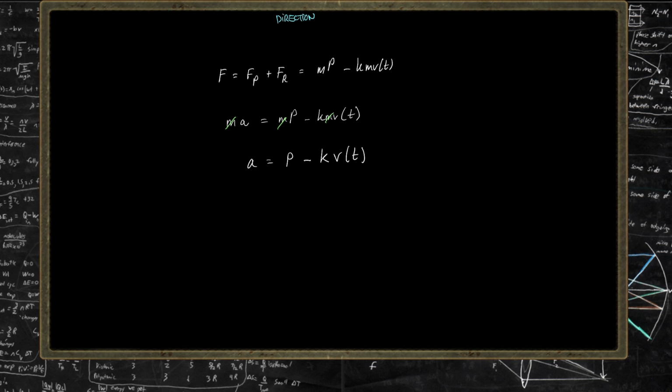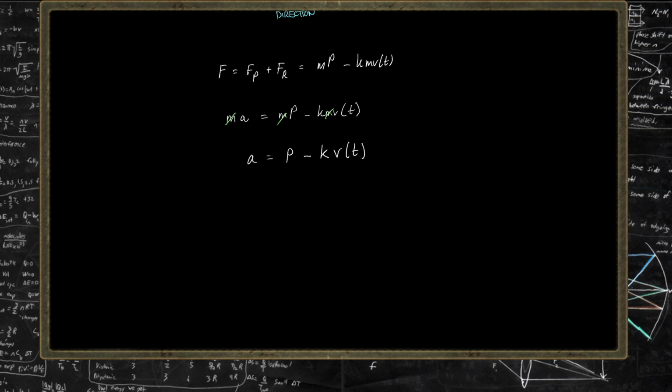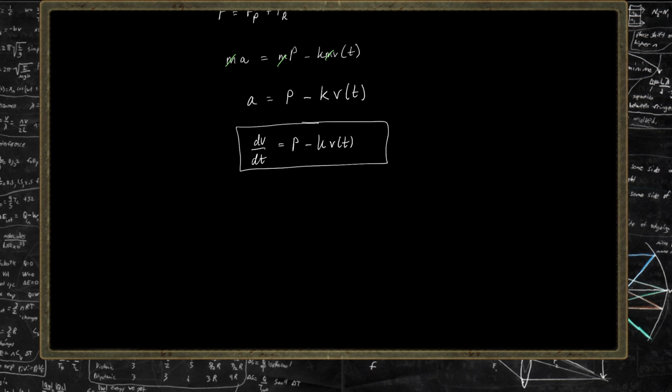And if you recall from Calc 1, what is acceleration? If velocity is a function of time, acceleration is the derivative of velocity. So we've got dv/dt equals p minus k times v of t. What we have is our first differential equation. And the reason it's a differential equation is because it relates the quantity that we care about, in this case, the velocity, to its own rate of change.